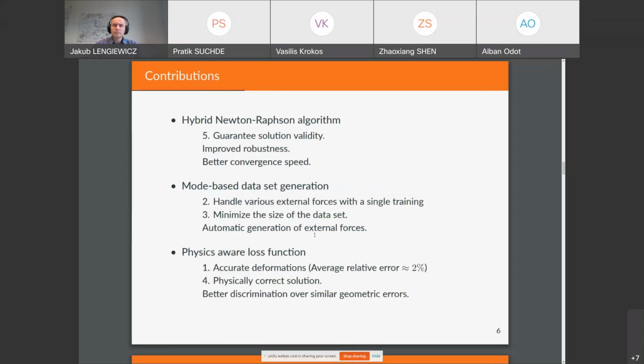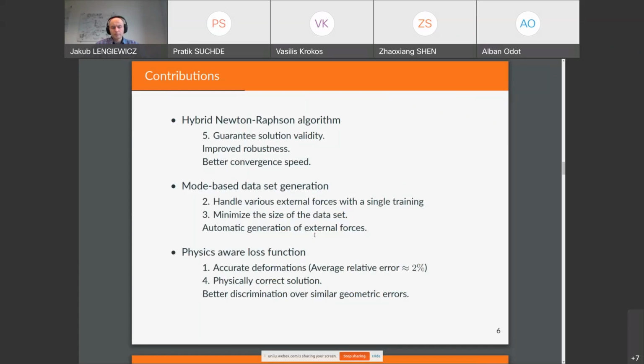So first we will see how we modified and used the Newton-Raphson algorithm, which we call the hybrid Newton-Raphson algorithm, to guarantee the validity of the solution. And in the results, we will see that we improve the robustness and the convergence speed of the algorithm.